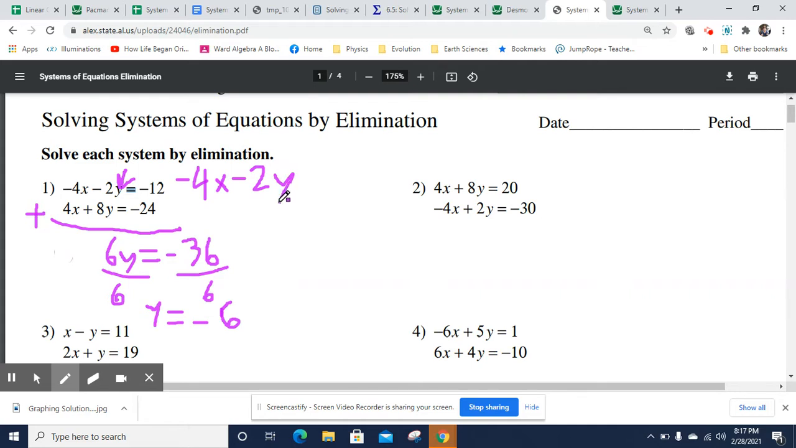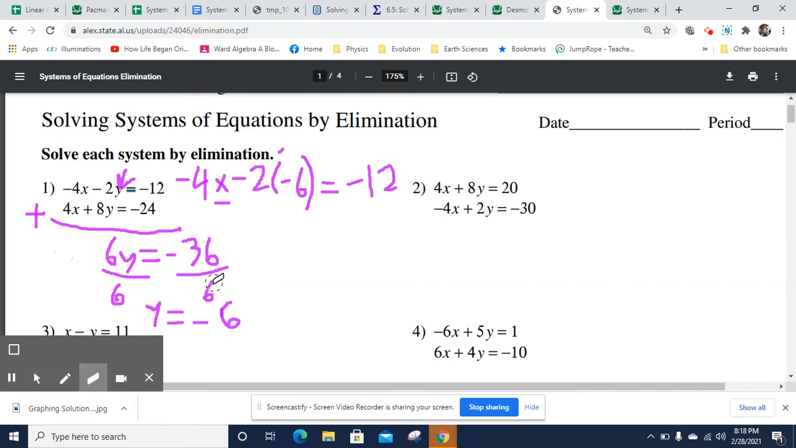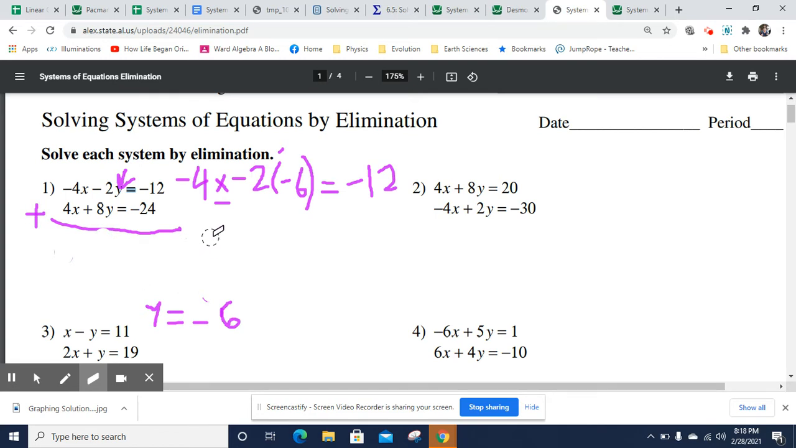But I've got negative 4x minus 2y equals negative 12. What I'm going to do is erase that y, and replace that y with what I know y is. Y is negative 6. And now I've got just one variable again. I've just got an x. So negative 4, I'm going to erase some of this stuff down here so it's out of my way. You've already seen it. If you need to go back and see it, you can go back a bit in this video.